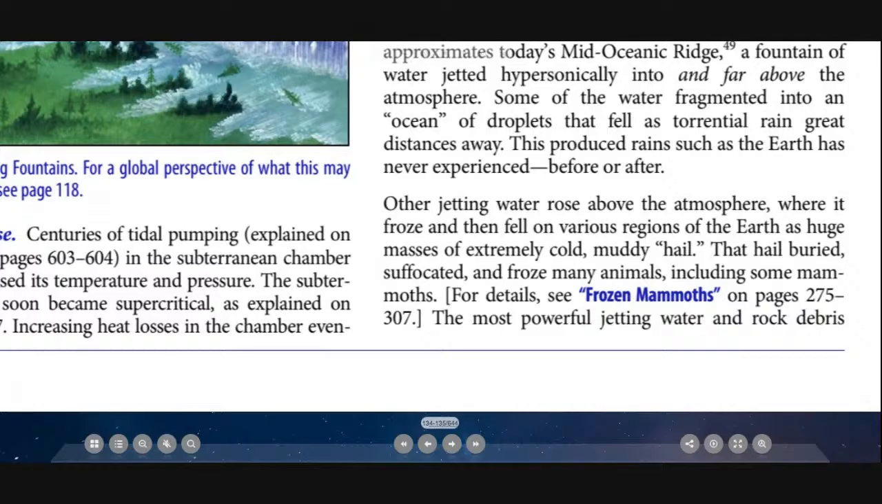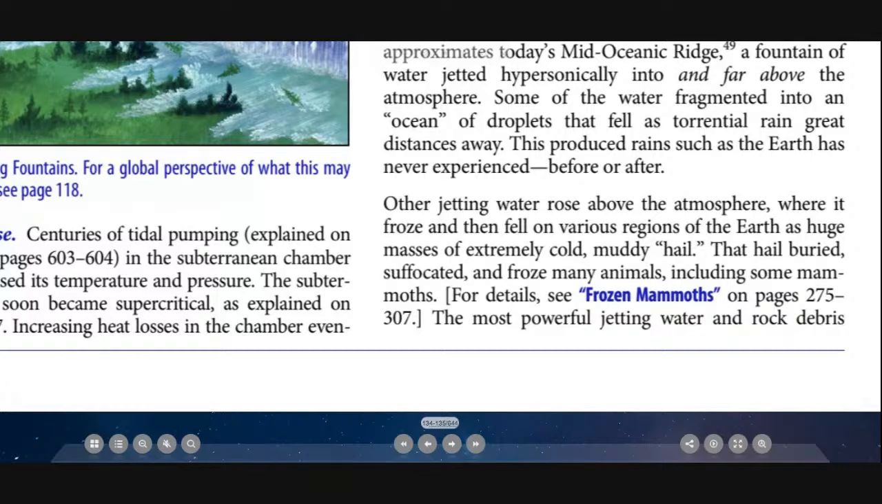Other jetting water rose above the atmosphere where it froze, then fell on various regions of the Earth as huge masses of extremely cold, muddy hail. That hail buried, suffocated, and froze many animals, including some mammoths. For details, see Frozen Mammoths on page 275.